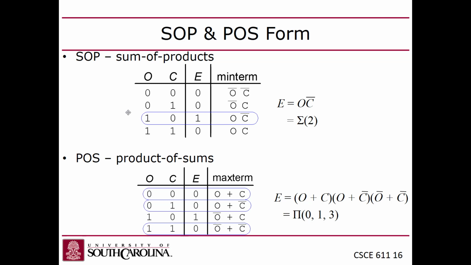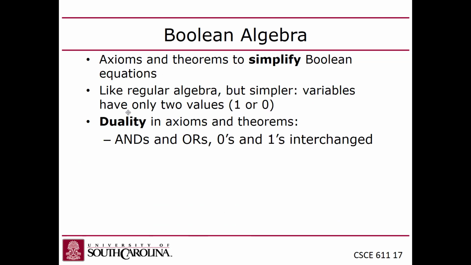Right, so that's the same thing they got. I think the way the book explains it is they just say, go to the rows with zero, build up these product of sums, but every time you have a zero here, that becomes a non-complemented literal. You guys with me here? So this is O or C, even though it was zero, zero, right? Likewise, down here, it's 1, 1, but it's not O, not C, right? You guys with me? OK. So those are called max terms.